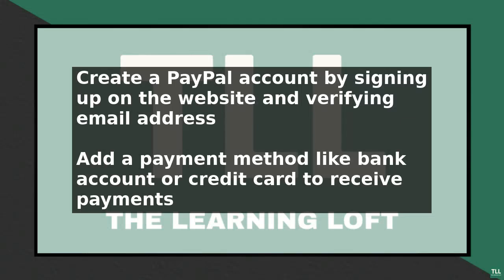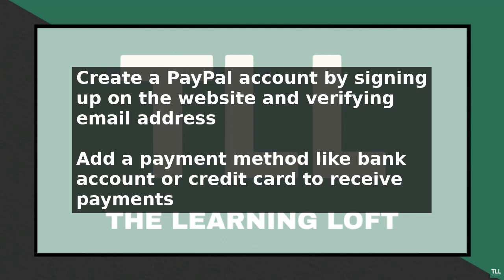To use PayPal for selling items, start by creating a PayPal account if you don't already have one. Go to the PayPal website and click on Sign Up. Then follow the prompts to enter your email address, password and other basic information. Verify your email address by clicking on the link sent by PayPal.